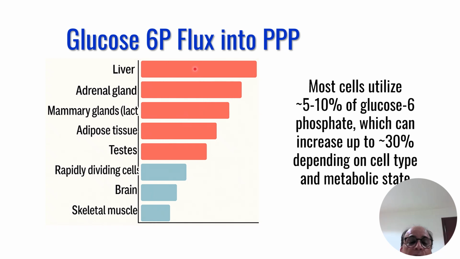I would like to explain how much percent of glucose 6-phosphate is utilized by the pentose phosphate pathway with the help of this diagram. The proportion of glucose 6-phosphate entering this pathway isn't fixed. Under normal conditions, most cells utilize about 5 to 10% of glucose 6-phosphate. However, this can increase significantly up to about 30% when the cell's demand for NADPH rises, such as during oxidative stress or active biosynthesis. Therefore, the flux varies depending on the cell types and metabolic state.